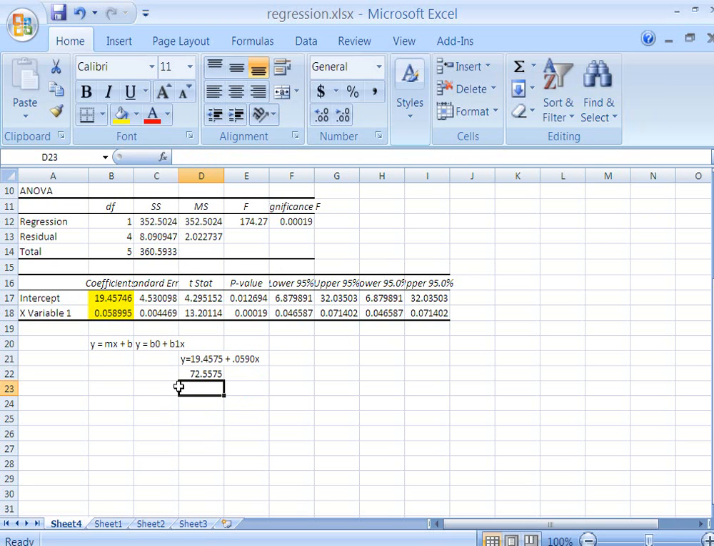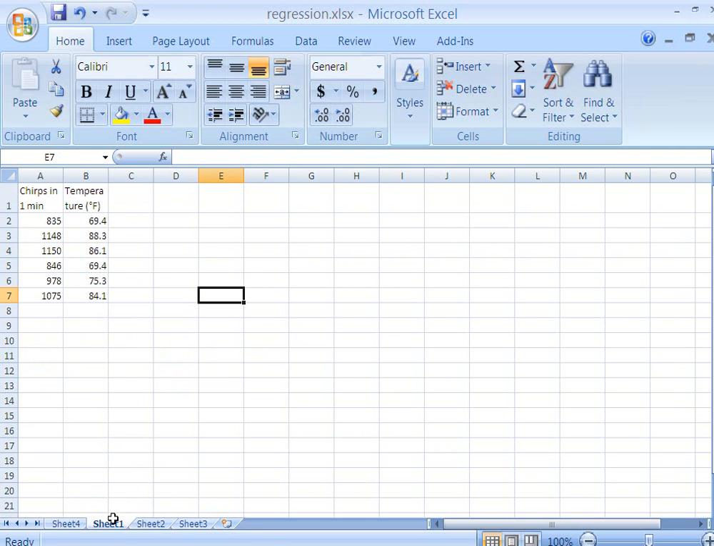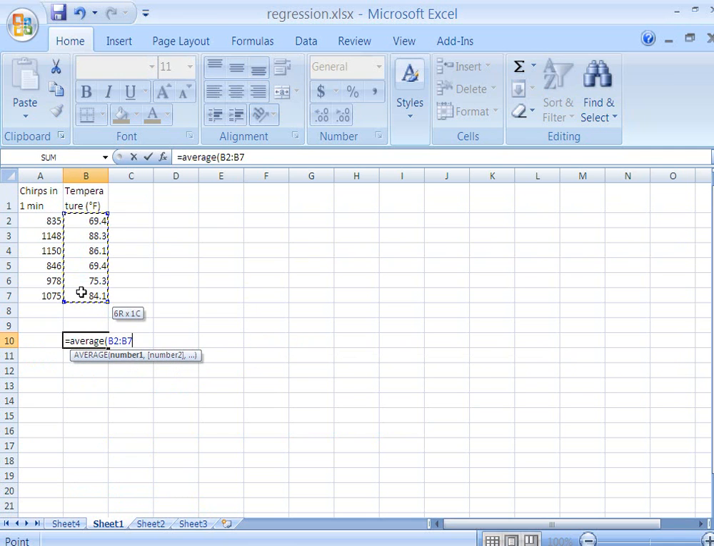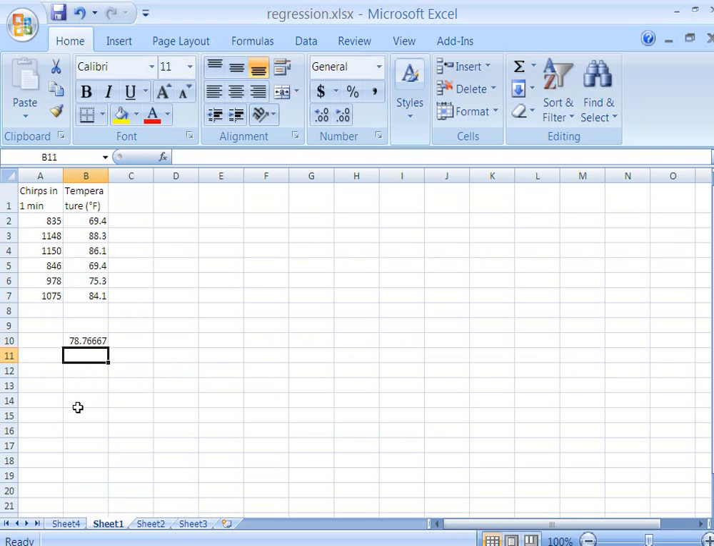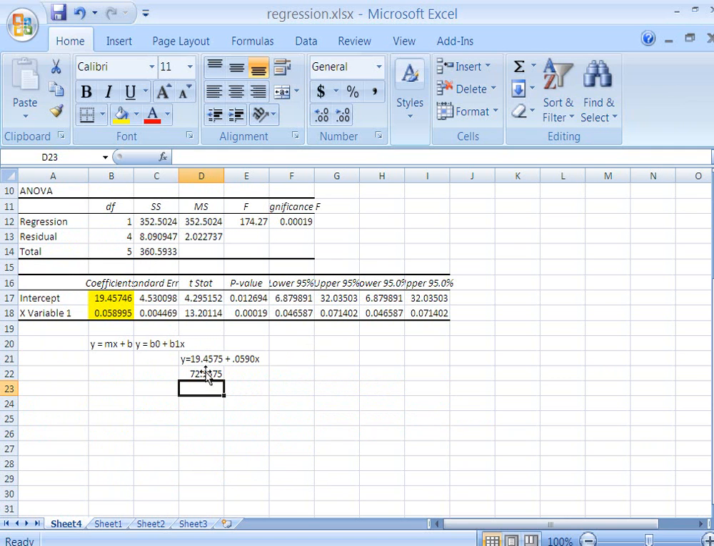If your correlation is not significant, in other words, your value is not greater than the value you look up on Table A6, then you will just use the mean. In other words, my best prediction of the temperature would just be the average of all of these numbers here. Okay, so 78.77, if your correlation is not significant. If it is significant, which it is in this case, using Table A6, then you have to fill in for X and make a prediction for Y. So that is how we can use Excel to generate our regression.